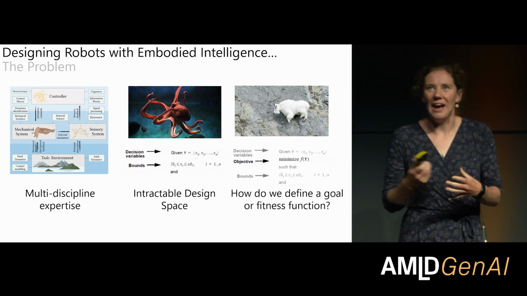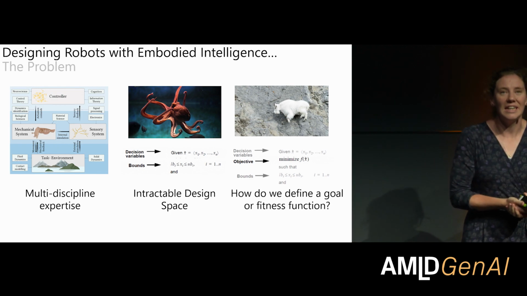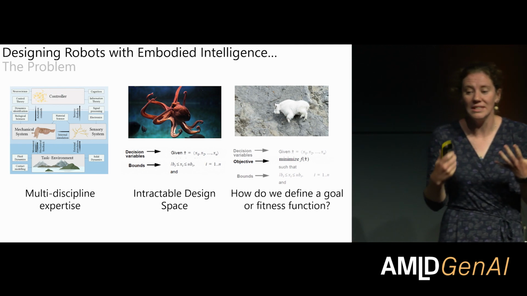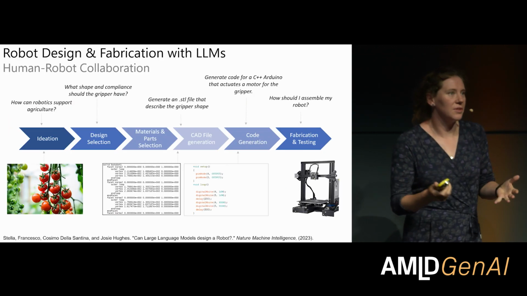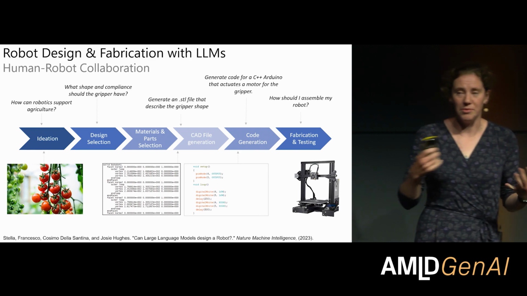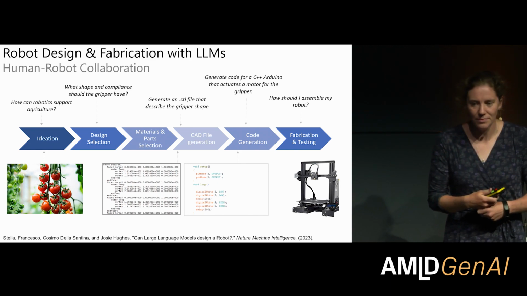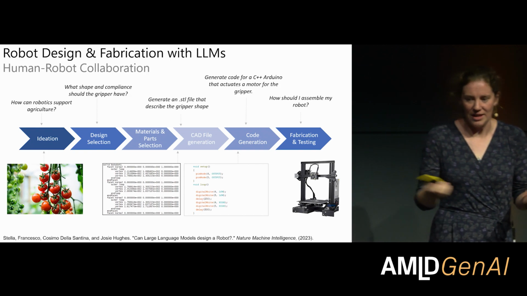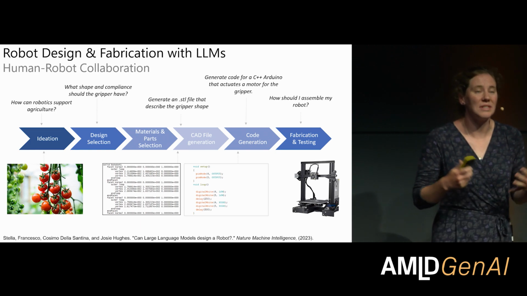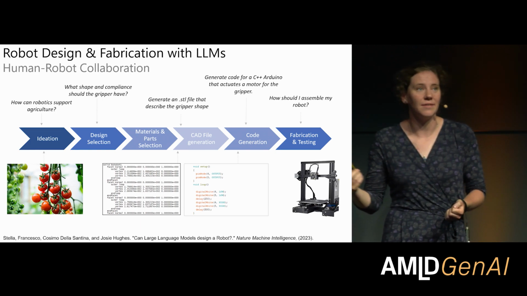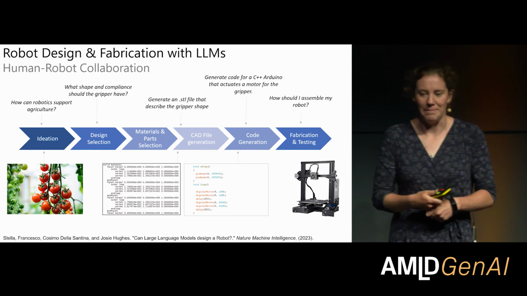So we started thinking about how we can use human and AI interactions to assist with this multidiscipline design problem. We looked at whether we could use a human and robot to design, through LLMs, a robot together in a collaborative manner. So we worked with GPT-3 to look at, could we ideate, could we design, could we select the details, and finally, could we generate and fabricate a robot based on interactions with humans and an LLM?